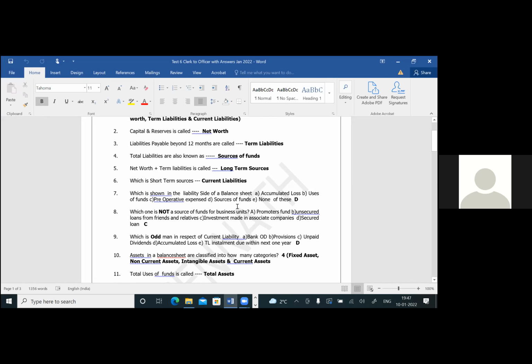Question is, which one is not a source of funds for the business unit? Answer is C. That is, investments made in associate companies is not a source, it is a use. So question number 8, answer is C.